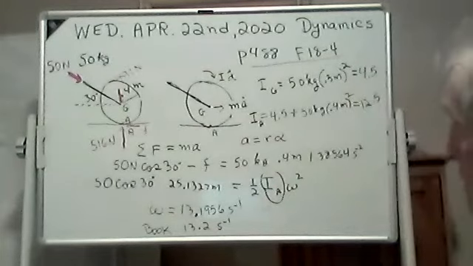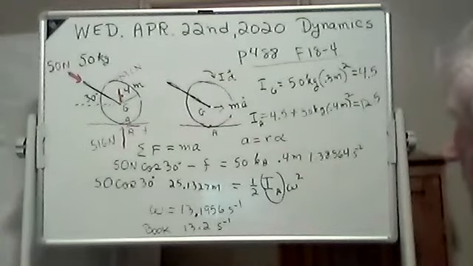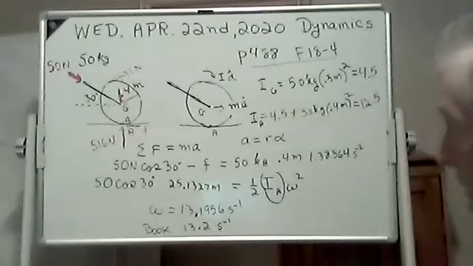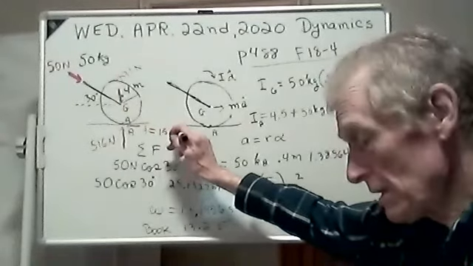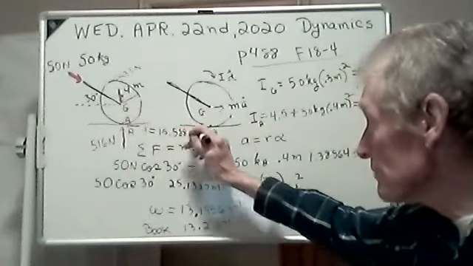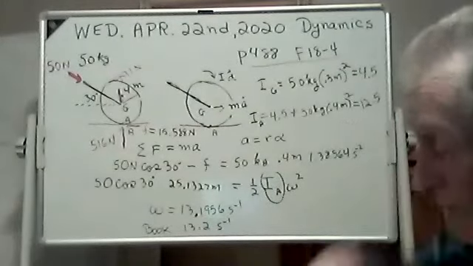All right. So let's see. You got 50 times cosine of 30, and then you subtract 50 times 0.4 times 1.38564. Ta-da! And I'm getting a friction of 15.588 newtons. Going to the left, it came out plus, and so if it came out minus, it'd have to go the other way.